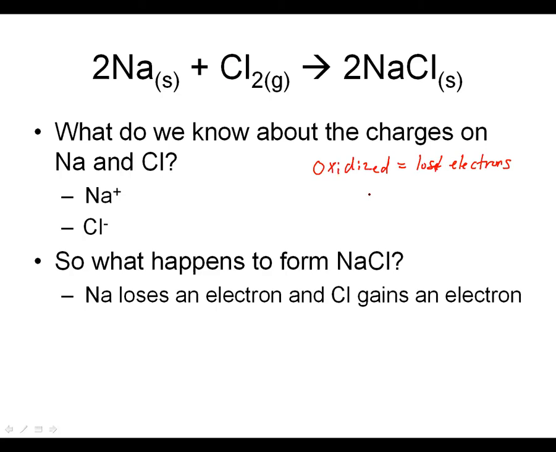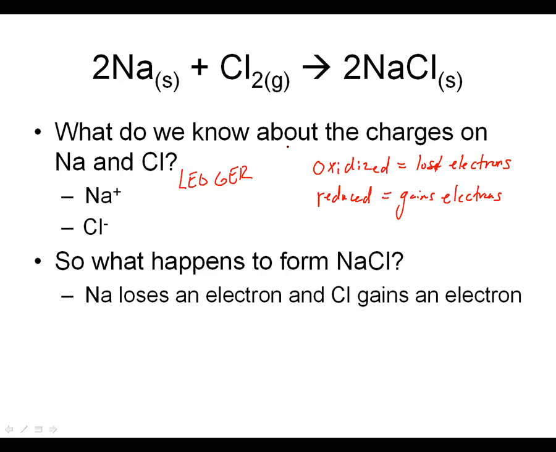While something is being reduced, that means that it gains electrons. Sometimes people remember this by "Leo the Lion goes Grr": loss of electrons, oxidation; gaining of electrons, reduction. Some people like OIL RIG: oxidizing is losing, reducing is gaining. And these are two common ways you can remember it.